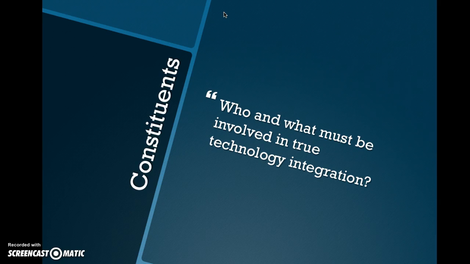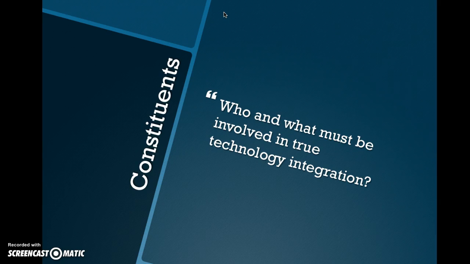The next step in this process of understanding what it is that we do to integrate technology within our classroom is who and what must be involved. Is it the teacher and the technology? Is it the students and the technology? What role does the technology play in technology integration?